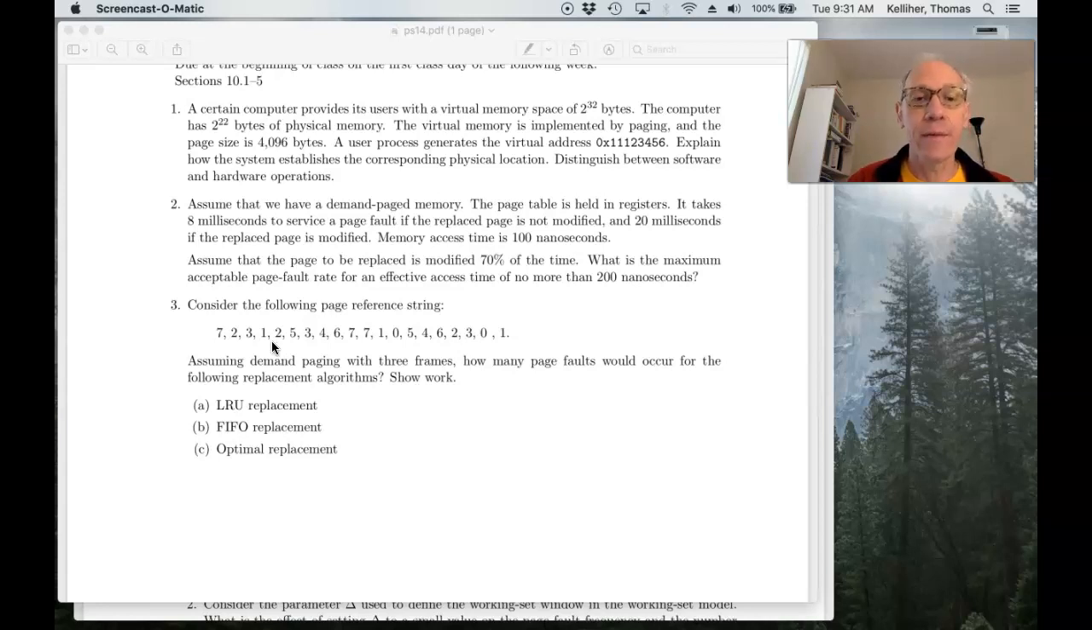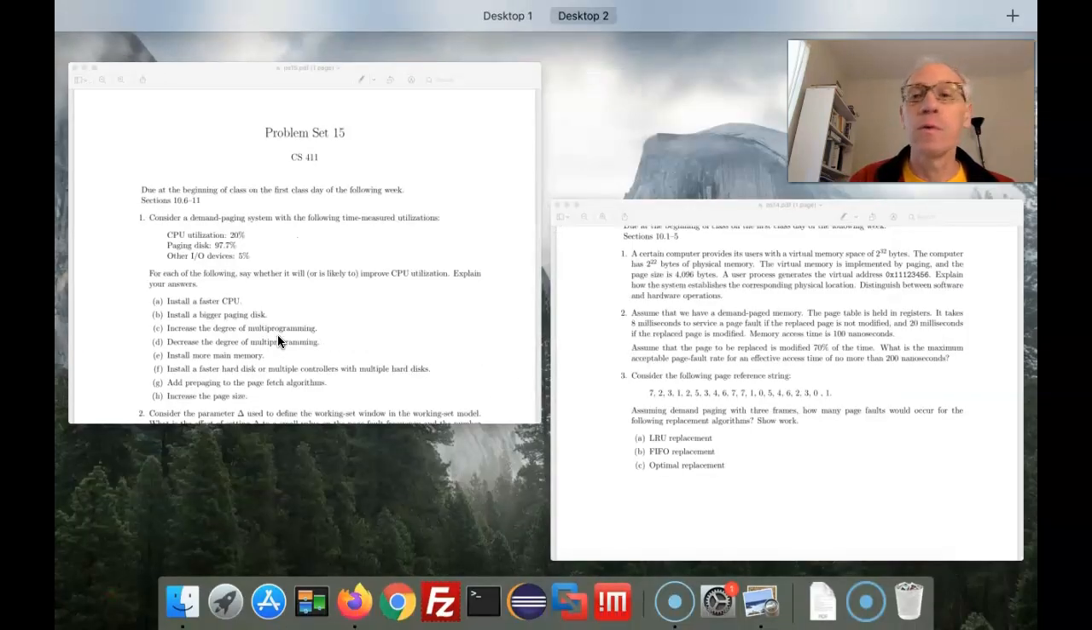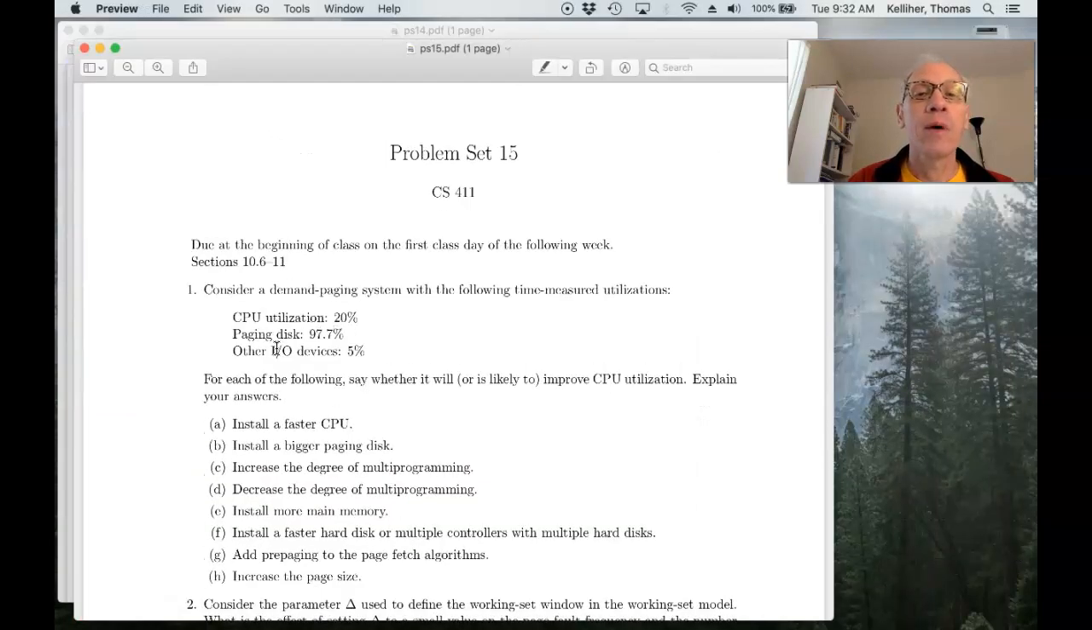On the other hand, if when we were selecting the victim page to be replaced by page 1, if we had selected 2, then this access to page 2 again would result in a page fault because page 2 is no longer in memory. Okay, let's move on to problem set 15.